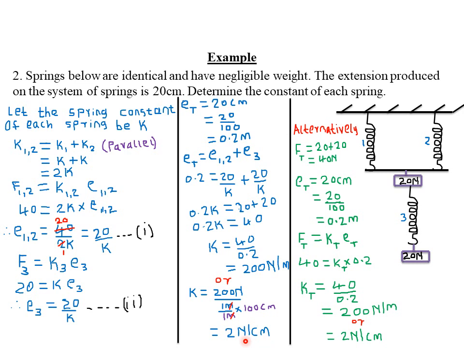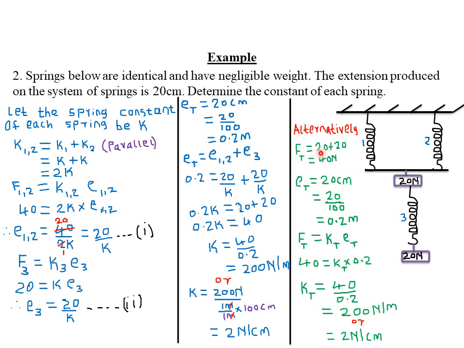But if you want to be safe, always ensure that you leave answers in physics in their SI units, which is the Newton per meter. Alternatively, somebody can also approach the same question in a different manner, such that you just say force, from Hooke's law, force is equal to KE. Therefore, F total must be equal to K total times E total.